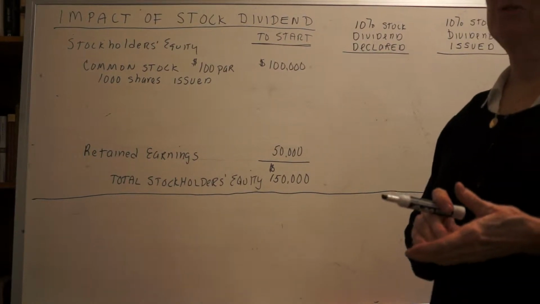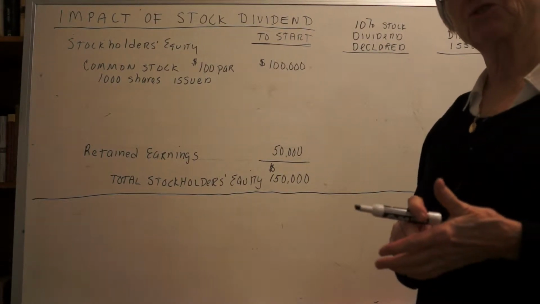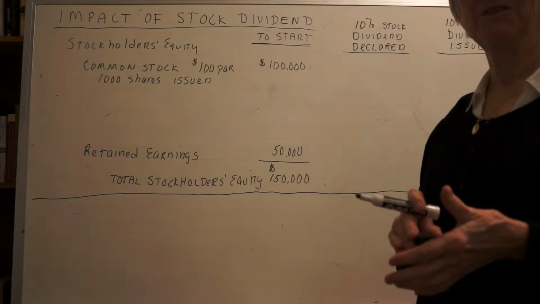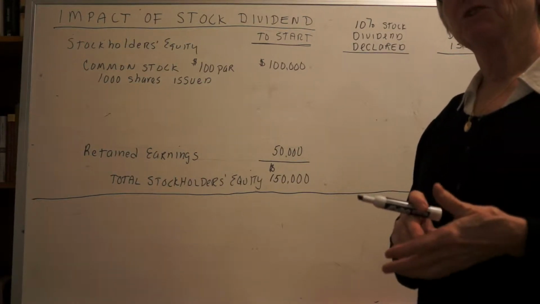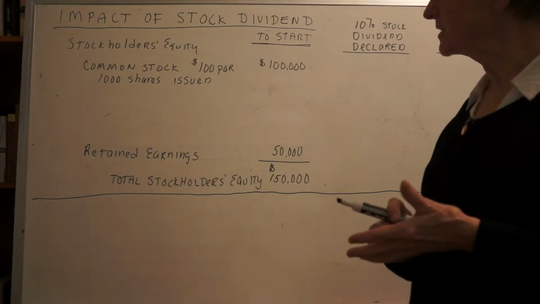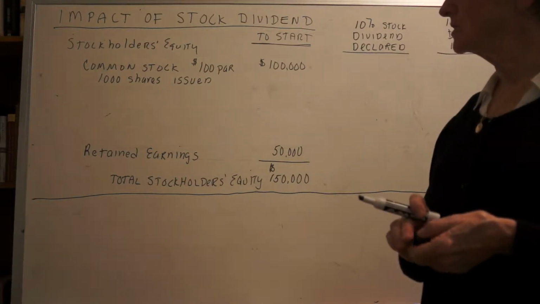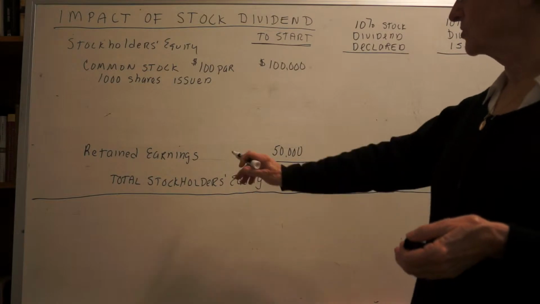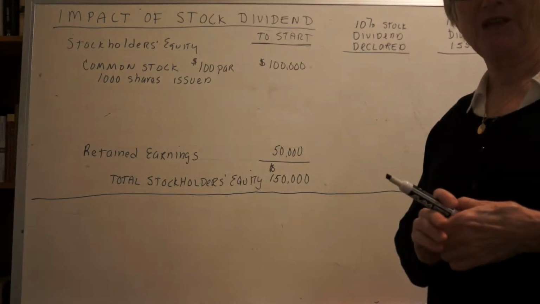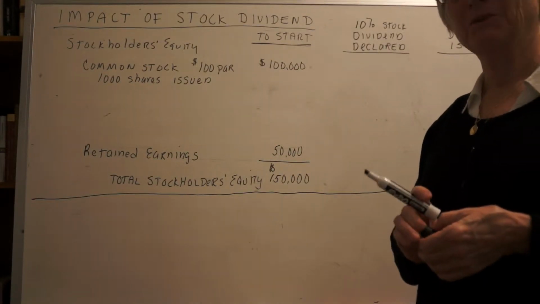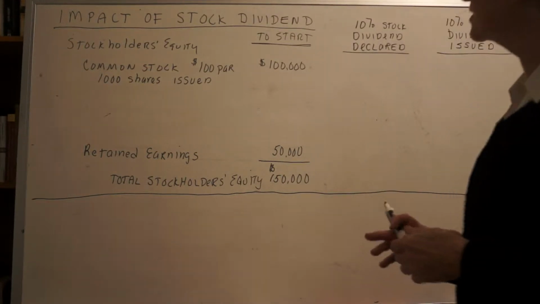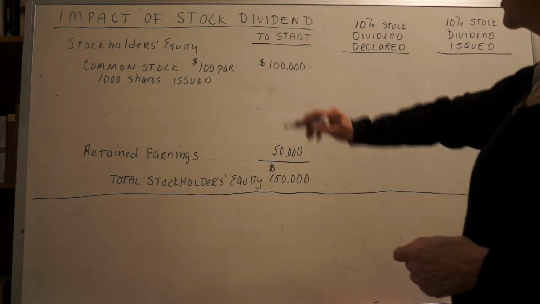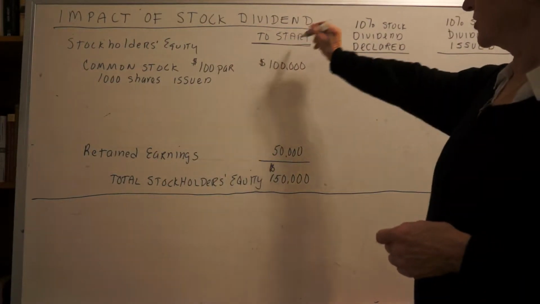This example is to show you the impact of a stock dividend on the stockholders' equity section. We said that sometimes a company will issue a stock dividend to take some of its retained earnings and turn it into the permanent capital of the company. So anyway, we'll just see how that works. This is where we're starting off. We've got our stockholders' equity section to start.